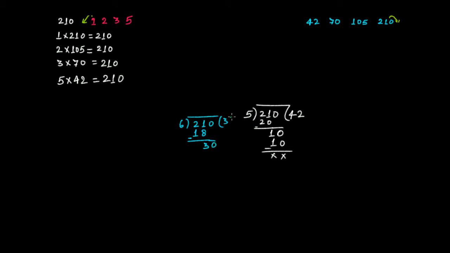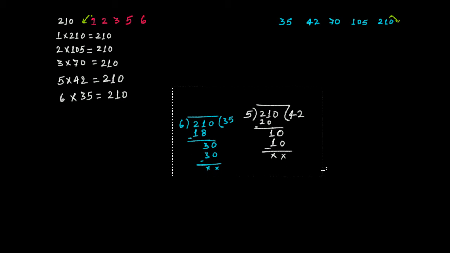This is 5, 30. So 6 times 35 will give you 210, since 6 is the smaller one and 35 is the greater one.